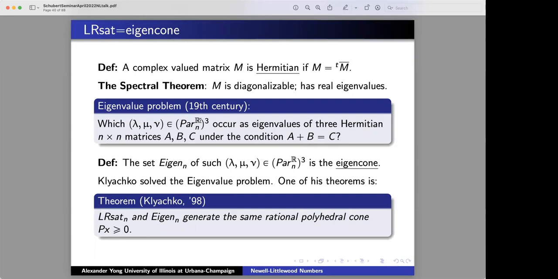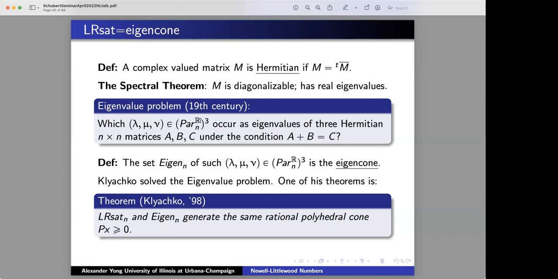The eigenvalue problem was first solved by Klyachko, and one of his theorems is the following. His theorem says that the LR sat, the defective LR semigroup, the thing that it generates as a rational polyhedral cone, and the eigencone are in fact the same thing. And it's a spectacular theorem because if you haven't seen these sorts of things before, what would tensor product multiplicities have to do with eigenvalues of Hermitian matrices under some weird addition constraint?